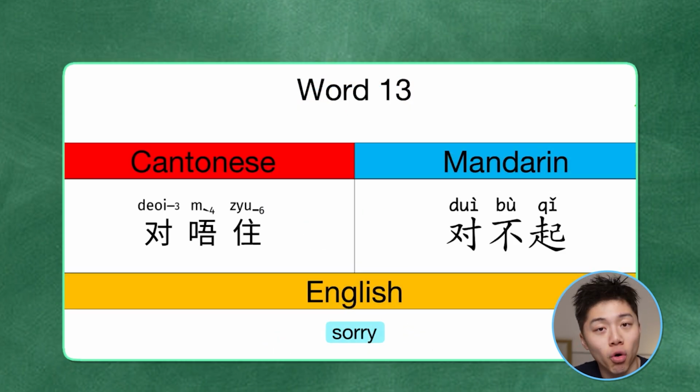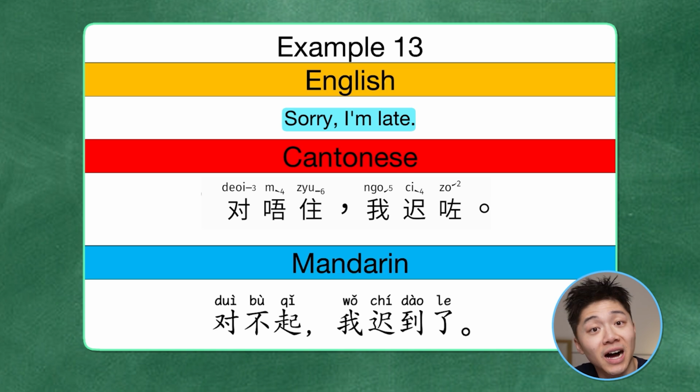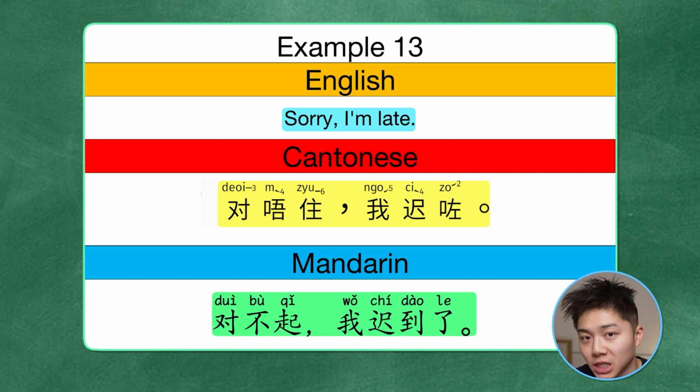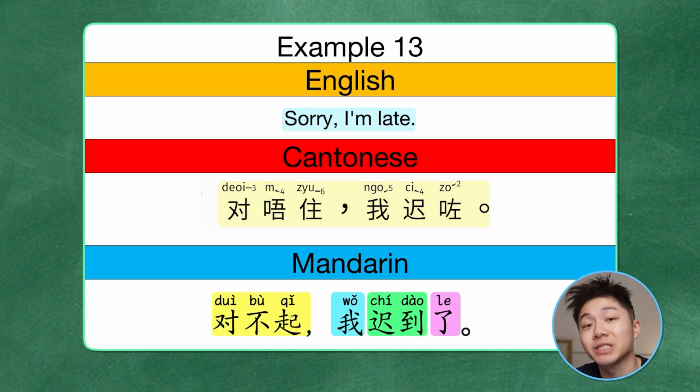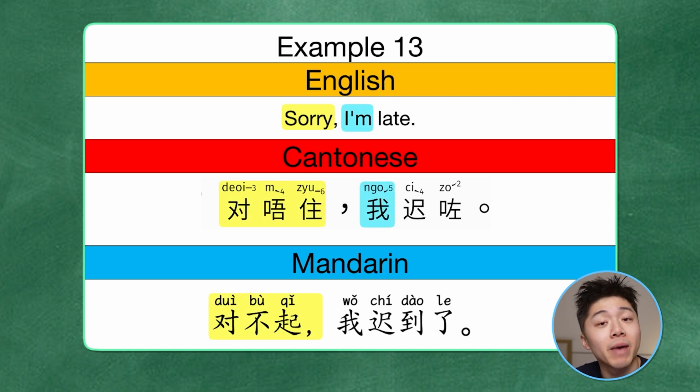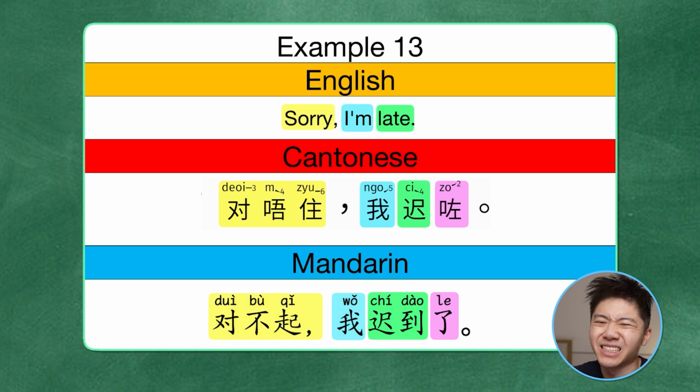Next, word 13. Sorry. 對唔住. In Mandarin, we use 對不起. Let's look at an example. Sorry, I'm late. In Cantonese, 對唔住,我遲咗. In Mandarin, 對不起,我遲到了. So let's break this down. In Cantonese, for sorry, 對唔住. In Mandarin, 對不起. 我 is I. In Mandarin, 我. 遲到 means late. In Mandarin, 遲到. And then 咗 basically indicates a completed action. In Mandarin, 了. That's a grammar lesson for another day.